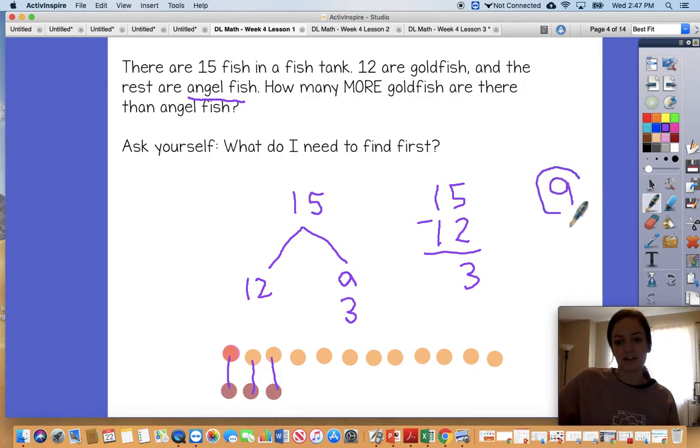Another way you could have done that is you could have just subtracted. And whenever a word problem asks how many more or how many less, then we're subtracting, right? We talked about that in class a lot before you guys left. So 12 minus those 3 angelfish, so get rid of those 3 angelfish to see how many more goldfish there are than angelfish, and 12 minus 3 is 9. Okay, let's look at another one.